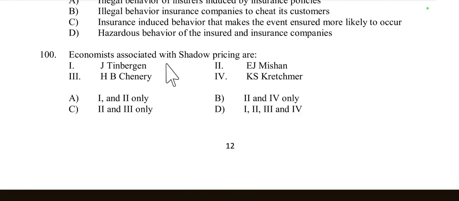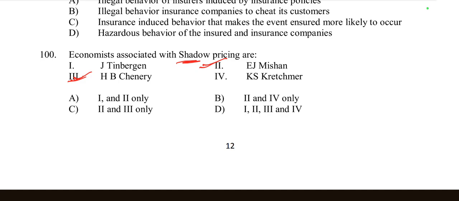Then economists associated with shadow prices are: first one is J. Tinbergen, E.J. Minhas, H.B. Chenery, and K.S. Kretschmer. So Minhas and Chenery are related with shadow pricing, because they are well known for their work related to shadow pricing. Shadow pricing involves assigning a value to goods or services not typically traded in markets, reflecting their true economic value.